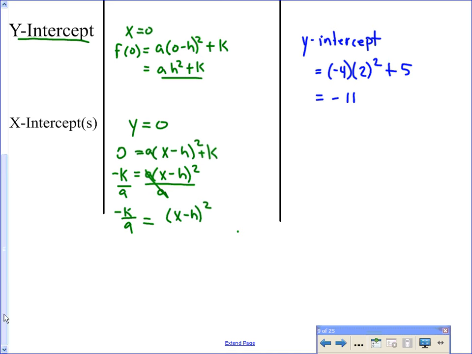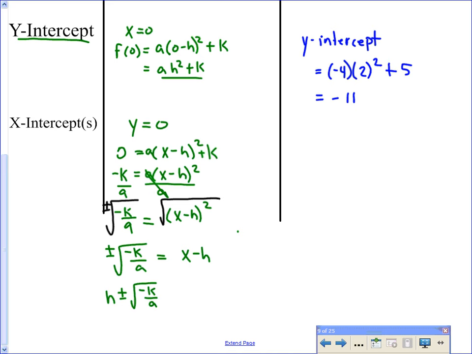And I'm not so much going to ask you to solve for these, but I am going to ask you to be able to use them in the problem. So now I'll take the square root of both sides, and this has got to be plus or minus. And when I do that, I end up with positive or negative square root of -k over a is equal to x minus h. And now, again, I need to solve for x, so I need to add that h to both sides. So it's going to be h plus or minus square root of -k over a. And that's going to be equal to x. And those are our x-intercepts.